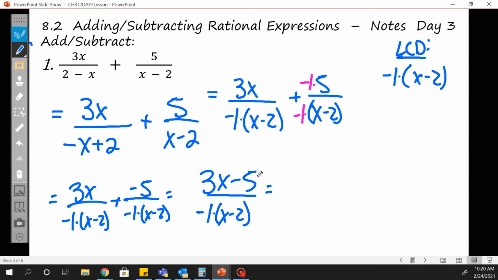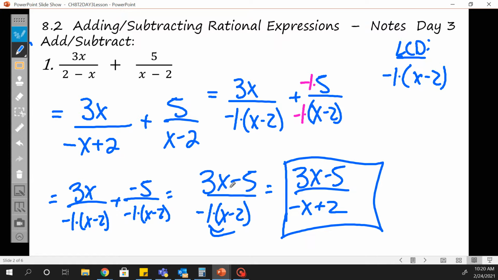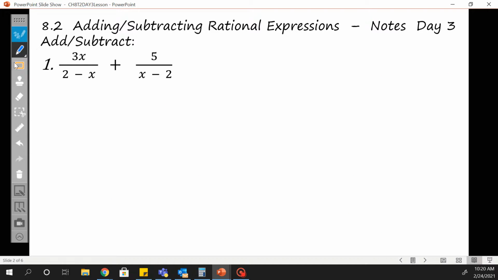Of course, I would check to see, can the numerator be factored so that I can cancel with any of the factors in the denominator, and the answer is no, it cannot be factored. So I'll just put everything in standard form. Distribute here to put it in standard form, negative x plus 2, and this is the simplified expression for number 1, 3x minus 5 over negative x plus 2.